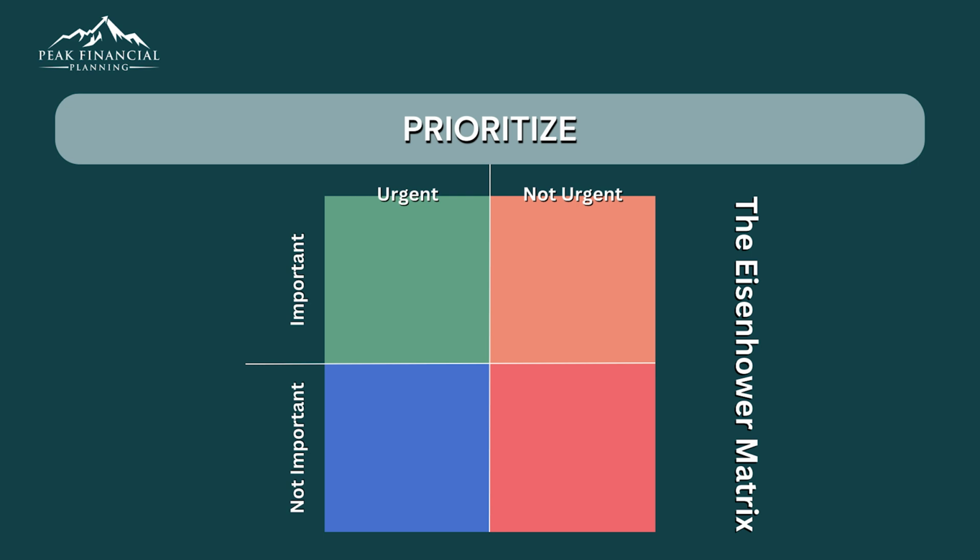But the basic idea here is that all decisions can be broken into one of 4 categories: urgent and important, not urgent but important, not important but urgent, and not urgent and not important.